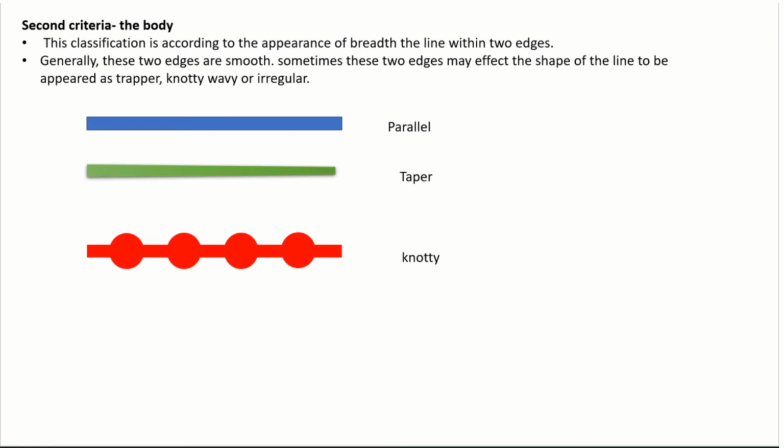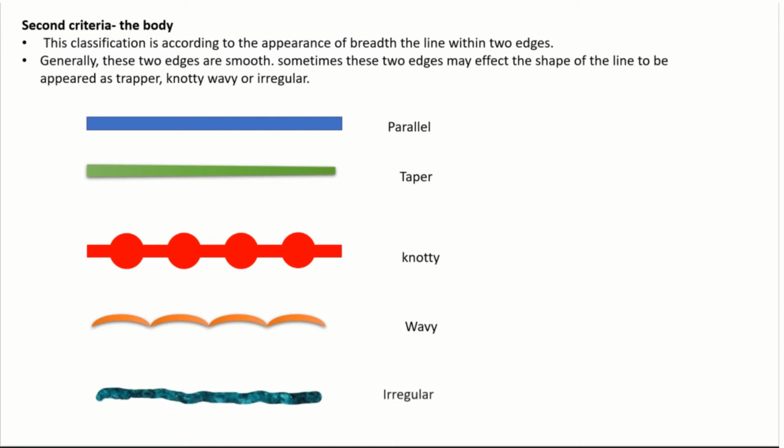And also there is a wavy line, which has some sort of ups and downs in the body of the line. Or the body may be some irregular one. So this is some sort of irregular line. This is according to the body of the line.